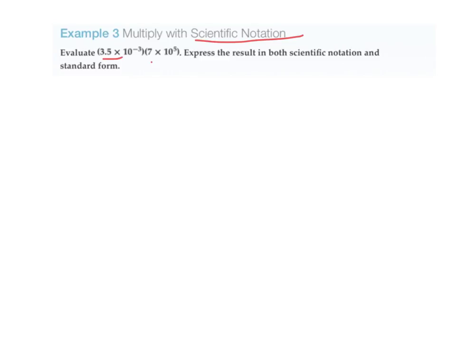To multiply with scientific notation, we're going to multiply the numbers. So it's 7 times 3.5, and if we do that multiplication, we get 24.5. And then with exponents, the rule is to add. So we're going to take a -3 and add it to a 5, so we get 2.